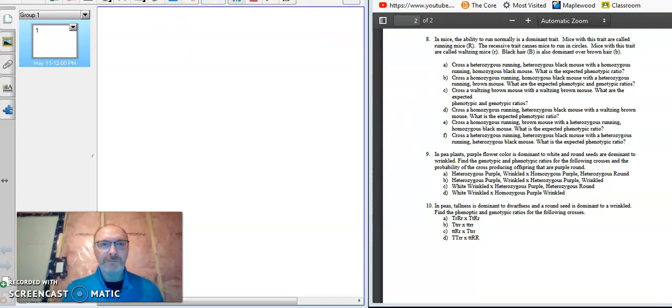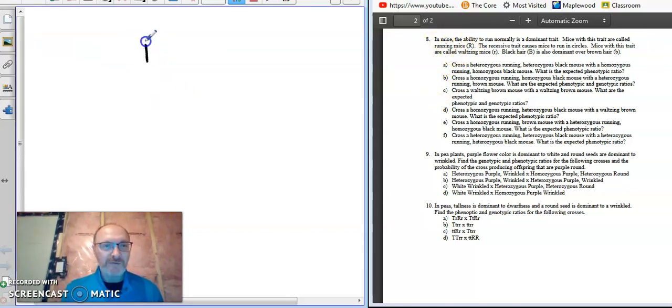Okay, so we're going to go over here and we're going to do the genotype of the first parent. This is where you start. You always start with this. So homozygous running. Running is dominant, you can see that right here, big R. If it's homozygous, that means same. So I'm going to go big R, big R. And you're also told that's homozygous black. Again, black hair is dominant, so we're going to go big B, big B. Again, because it's homozygous, it means both letters are going to be identical to one another.